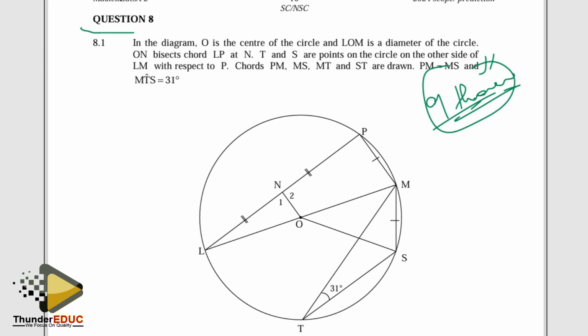Okay, so in the diagram, O is the center of the circle, and LOM is a diameter. This is interesting. ON bisects the chord at N, and S and T are points drawn on the other side of LM with respect to P. The chords PM, MS, MT, and ST are drawn. PM and MS are equal, as they have indicated. MTS is 31. All right.